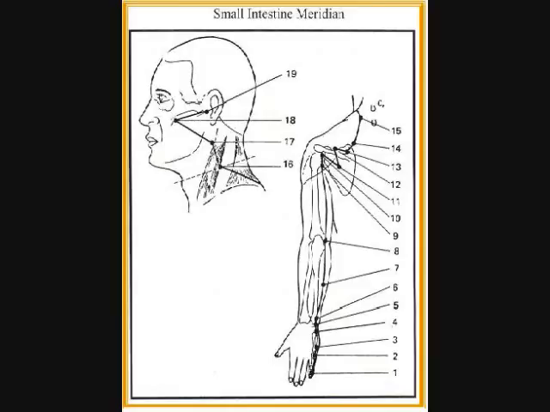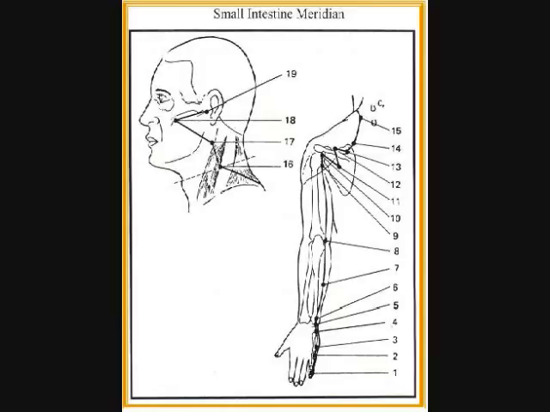SI4, on the ulnar side of the palm in the depression of the base of the 5th metacarpal bone and the triquetral bone. SI5, on the dorsal aspect of the wrist in the depression between the styloid process of the ulna and the triquetral bone.